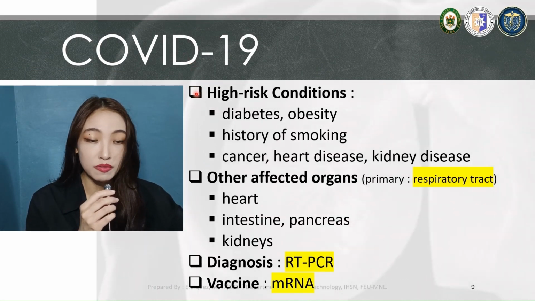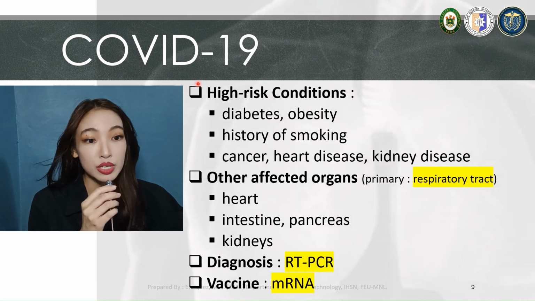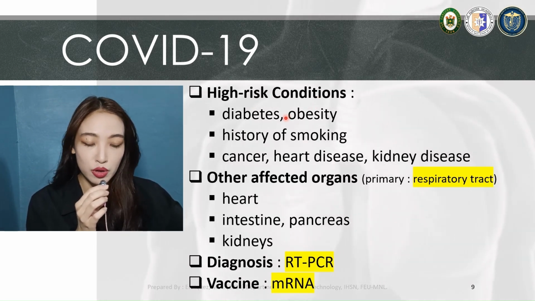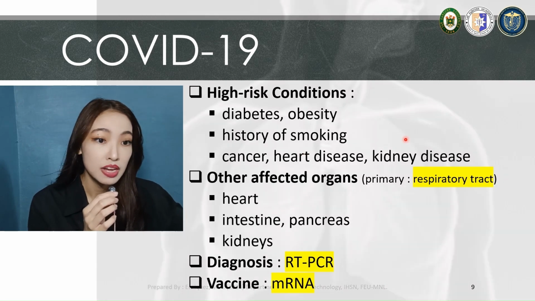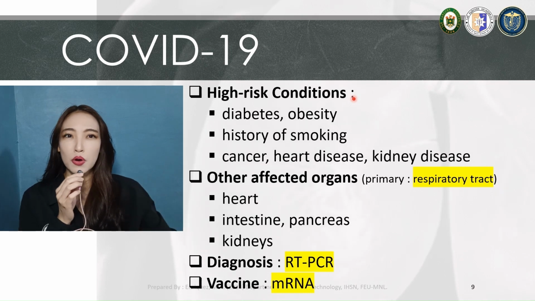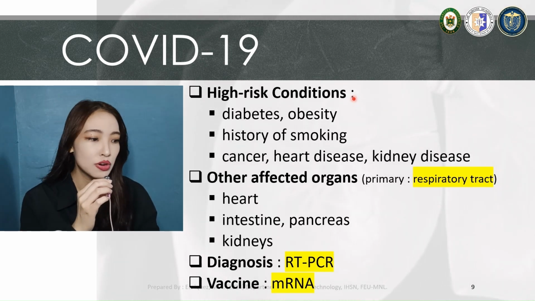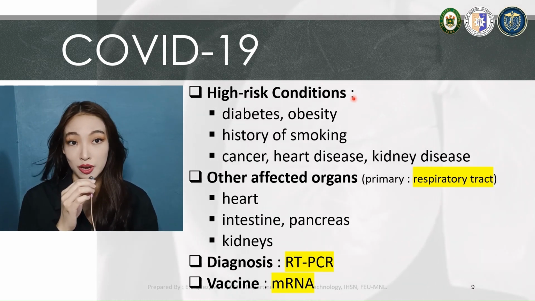Listed here are some of the high risk conditions for COVID 19. This would include diabetes, obesity, history of smoking, and of course, cancer, heart disease, and kidney diseases. So, these high risk conditions are what we more commonly know as comorbidities, right? So, these comorbidities could contribute to the severity of the infection.